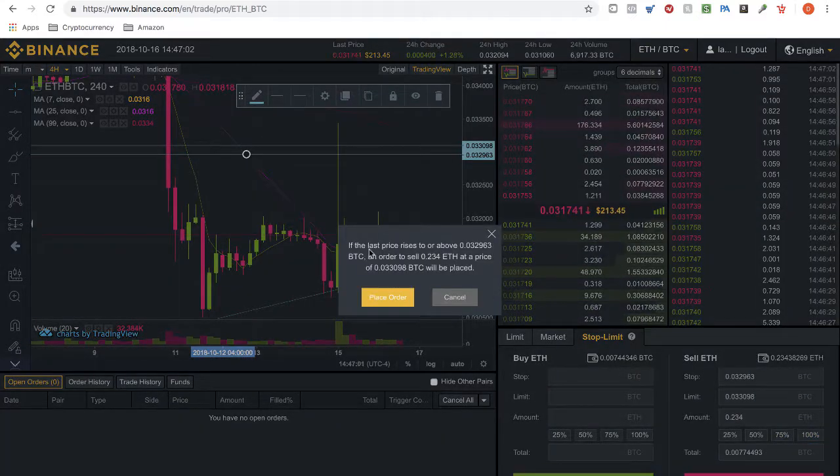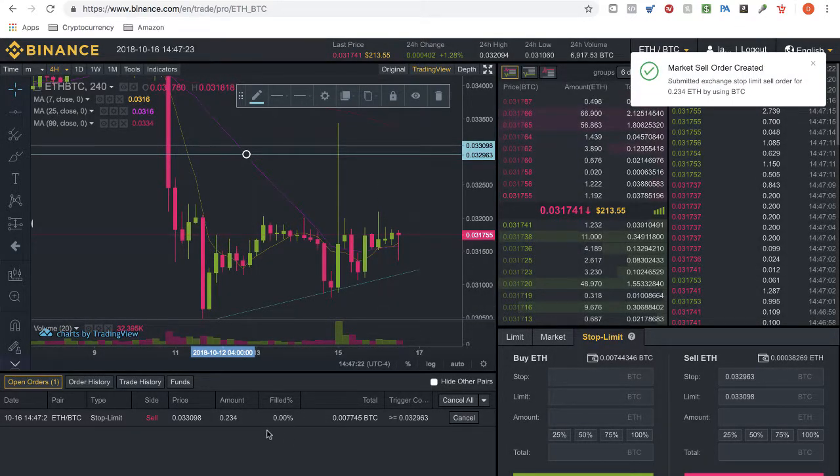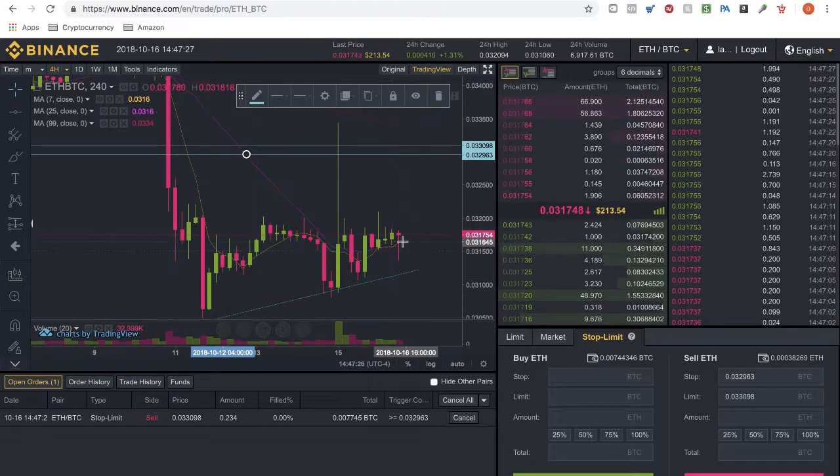Sell ETH, you'll get a warning, just a verification that tells you if the price rises above 0.03296 Bitcoin, an order to sell 0.234 ETH at the price of 0.03098 Bitcoin will be placed. Place order. The order is pending in the order book, which means it has not been fulfilled. It will not be fulfilled until Ethereum spikes up and reaches this level.